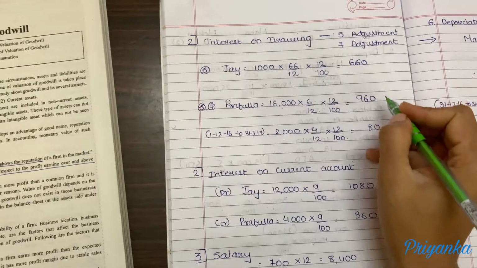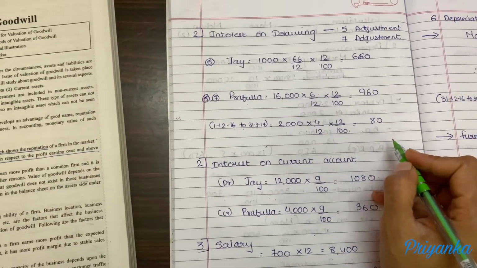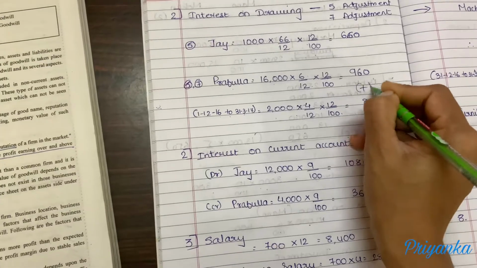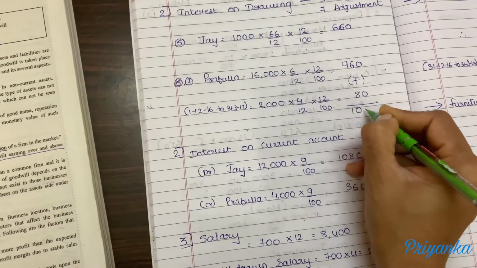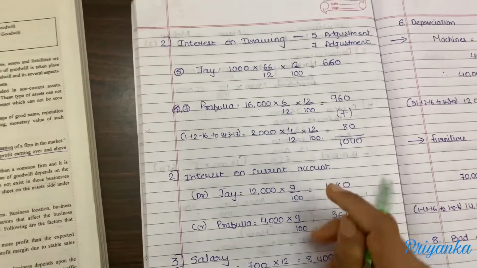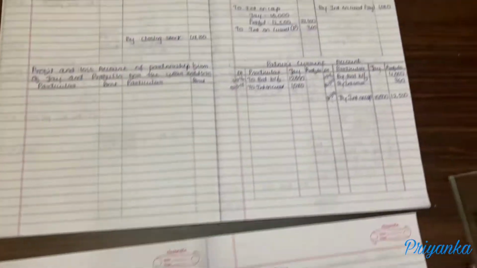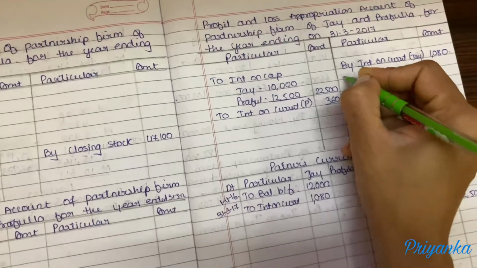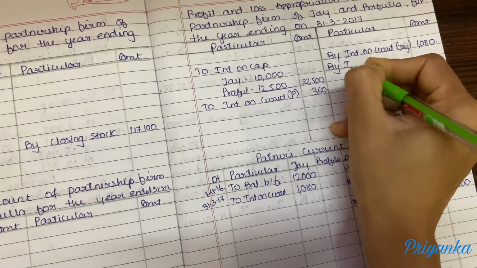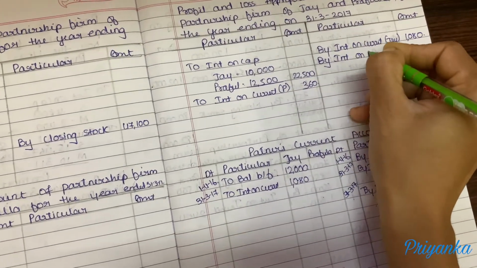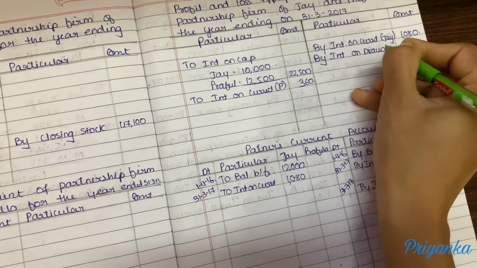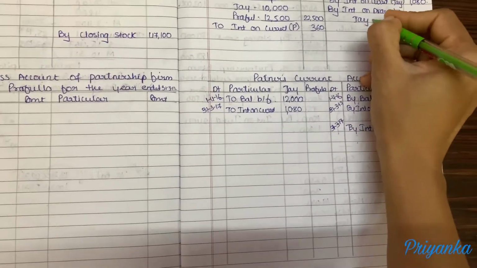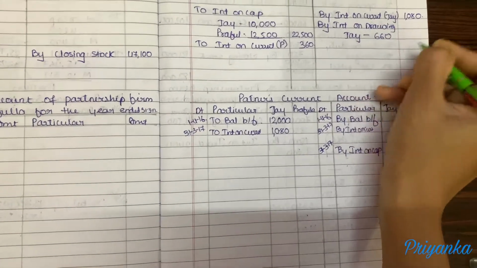So the total interest on drawing of Prafulla, 960 plus 80, would be 1,040. So let's take this amount to the account. Here first we'll write down interest on drawing for J. We'll write 660.